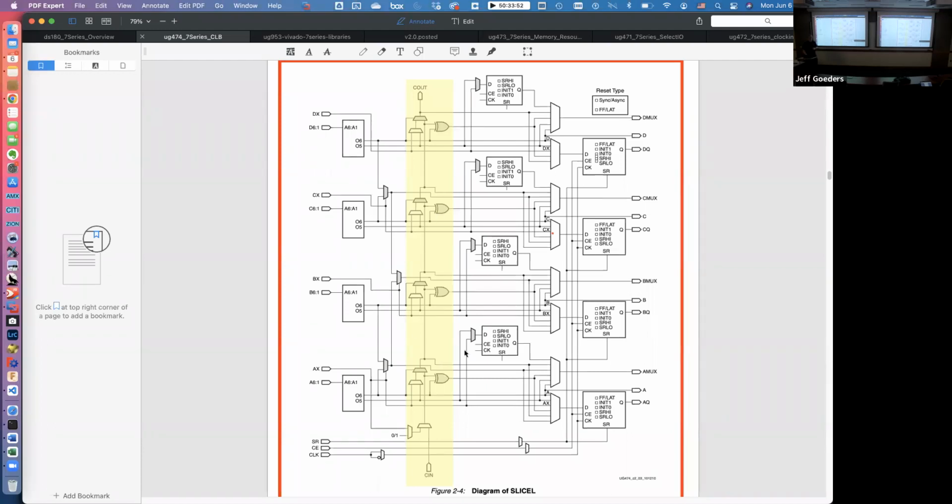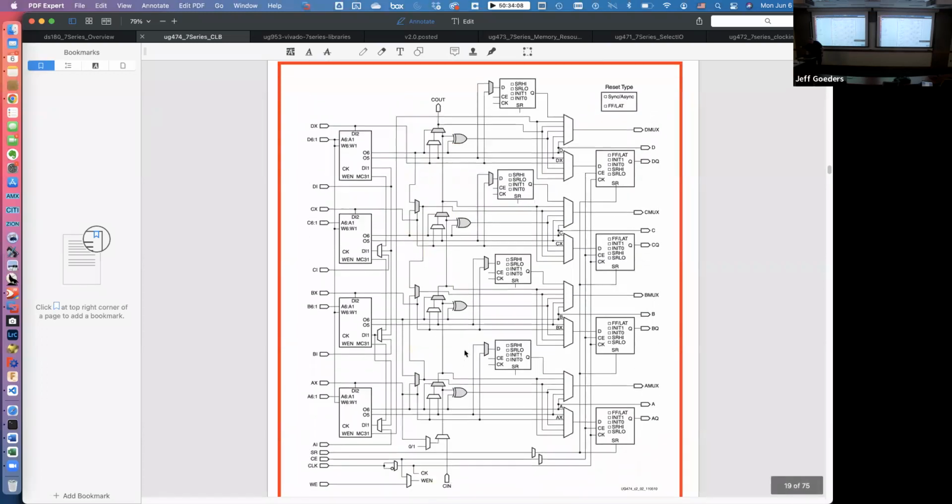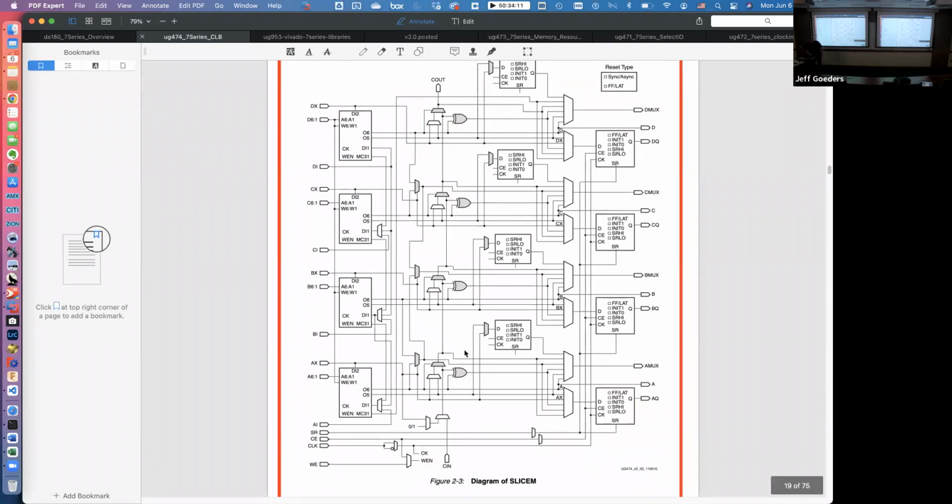Okay, this is called a slice L because all it has is logic: LUTs, flip-flops, and fast carry logic up the middle, okay? But there's another guy, and he's called a slice M. And slice M looks almost identical, except these LUTs look a little different. Did you see the difference?